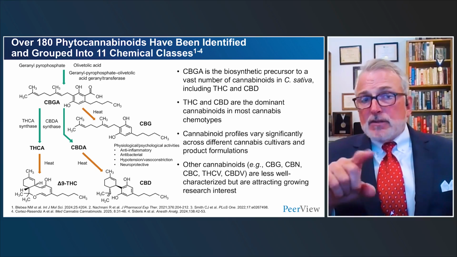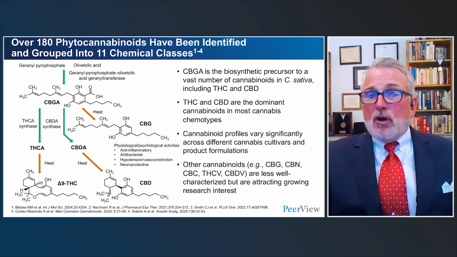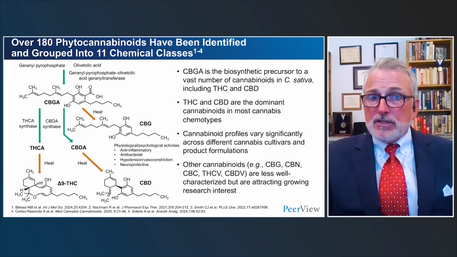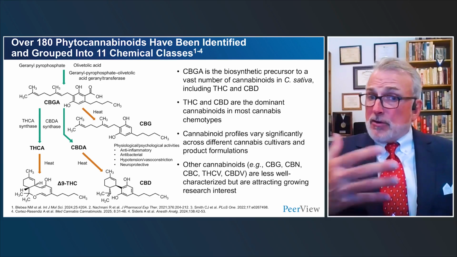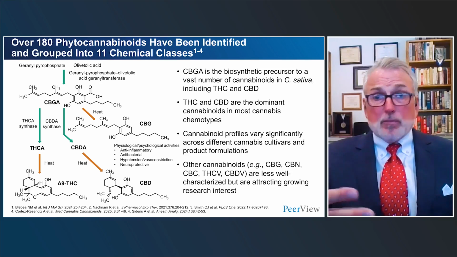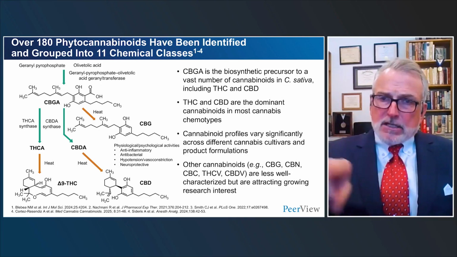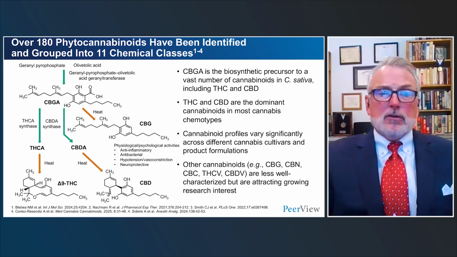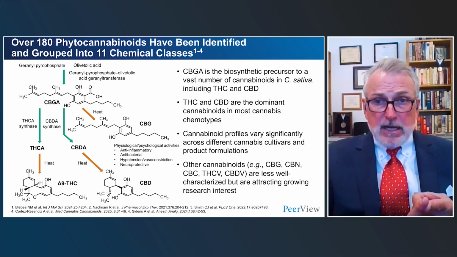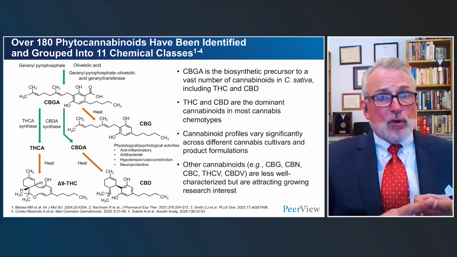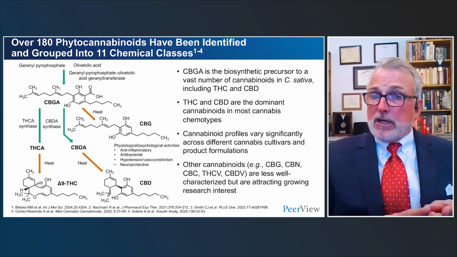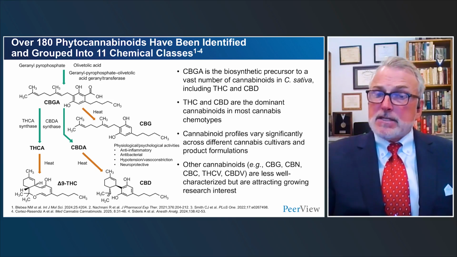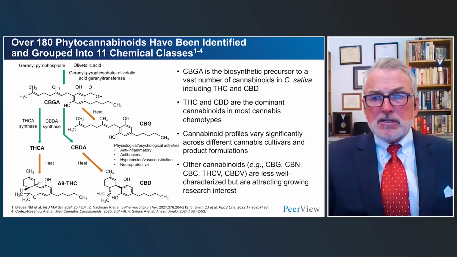And the A in each of those cases is a small carboxylic acid that's found in the upper right corner of CBGA, for instance. And when these molecules are heated up through smoking or vaping or processing, that carboxylic acid naturally and non-enzymatically leaves the molecule to produce delta-9 THC that we know produces euphoria, and CBD or cannabidiol, which has anti-inflammatory activity and other anti-seizure activities that we'll talk about in a few minutes.